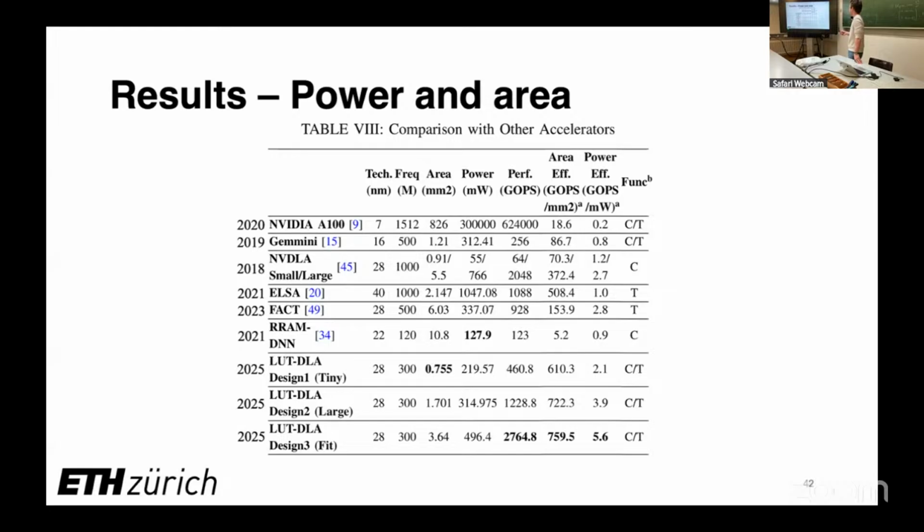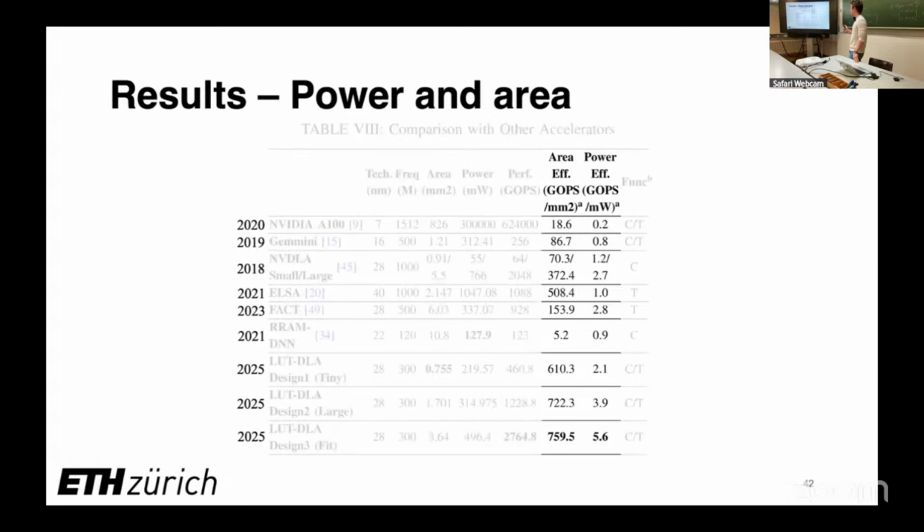Okay, so this is for power and area. There's a lot of numbers, but essentially we compare to pretty major accelerators from the previous years. And we care about these 2 columns, efficiency. Now they have 759 gigaops per square millimeter, which doesn't mean anything, but what we care about is the fact that it's 1.5x higher than the next highest of the different accelerators, which is a good gain. And then 5.6 gigaops per milliwatt power efficiency, which is 2x more than the next highest.